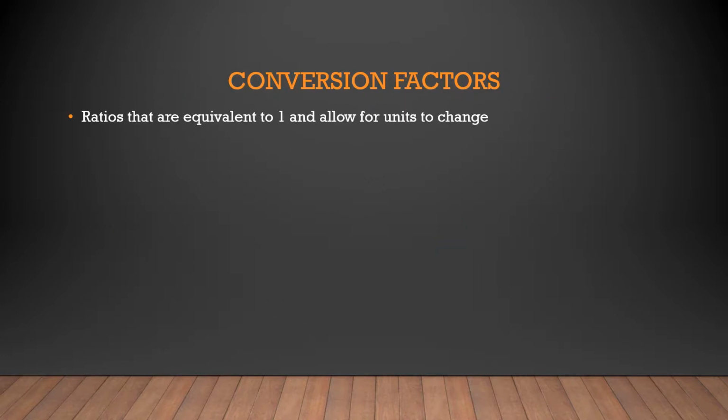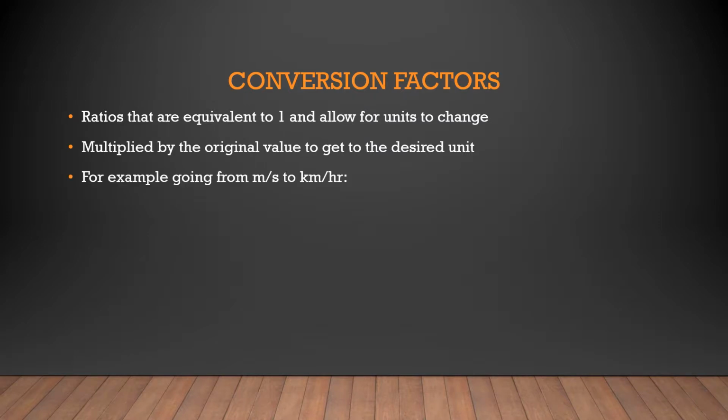So conversion factors, what are they? They're ratios that are equivalent to 1 and allow for units to change. They are multiplied by the original value to get the desired unit. For example, if we want to go from meters per second to kilometers per hour, here we have 1 meter per second. We're going to multiply that by the distance change, from meters to kilometers. What we want to do is cancel our units out. So the meters match up, and that means we are left with kilometers on top, which is the unit we're looking for, since our goal is to get to kilometers per hour. So that is done. We don't need to convert the distance anymore.